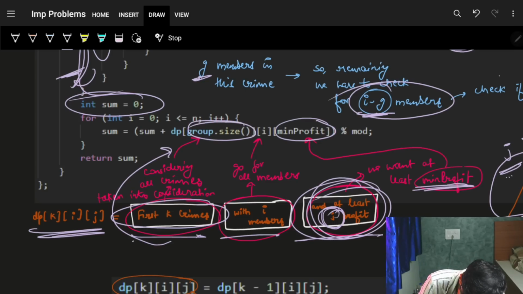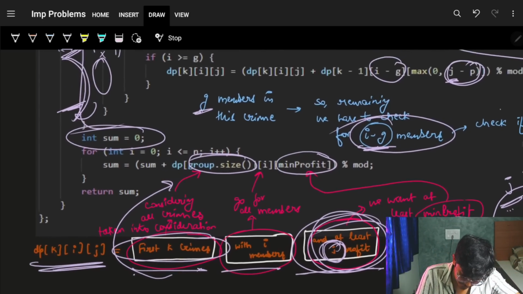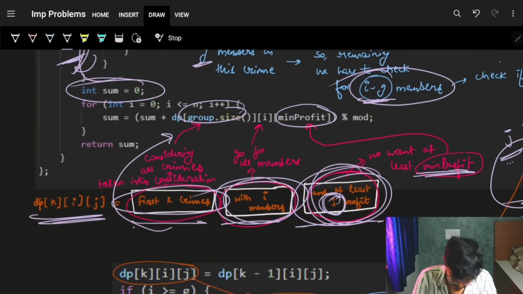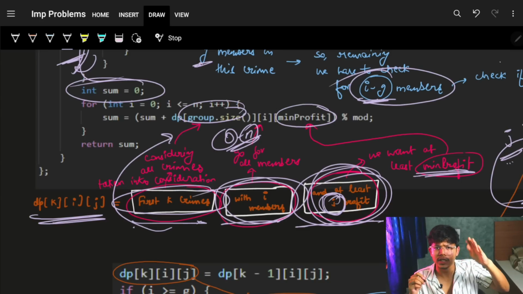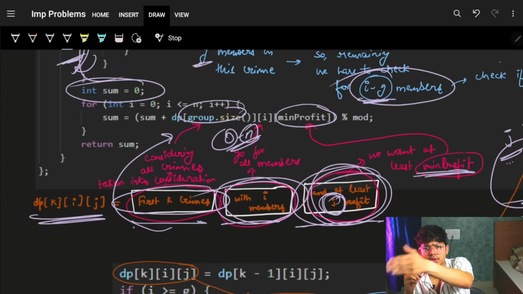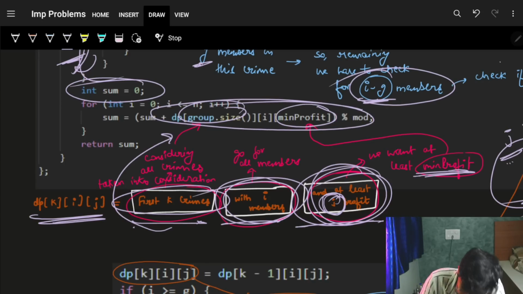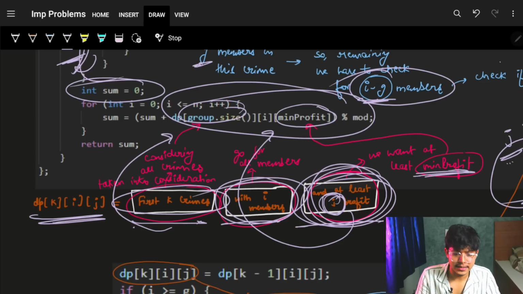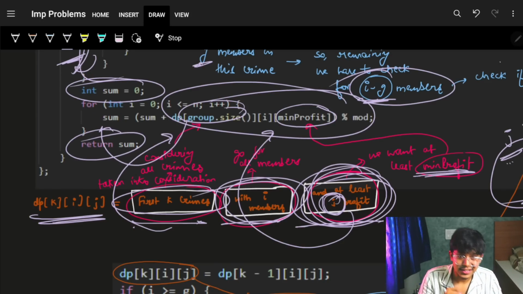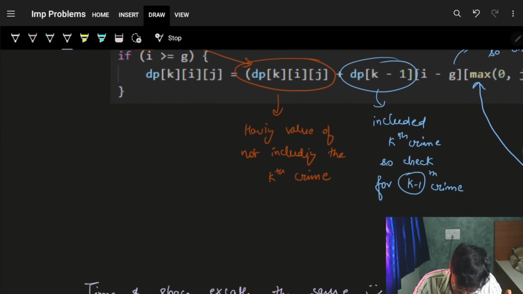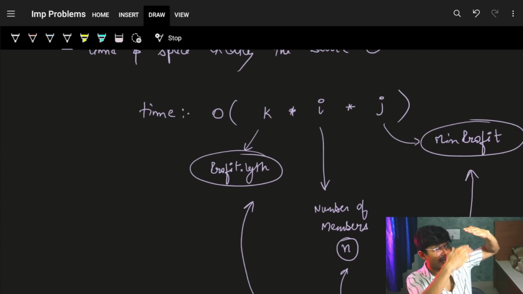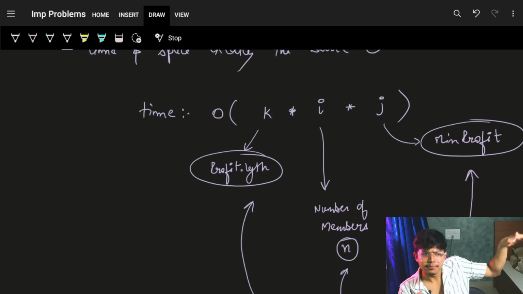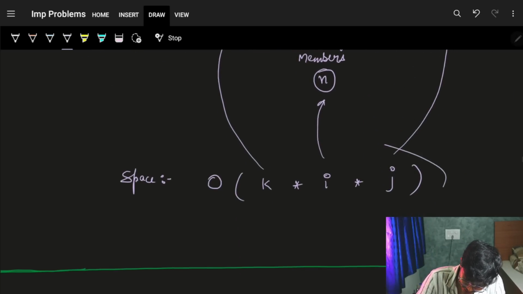So I've considered all the crimes, which means group dot size or profit dot size. But always grab for all the members, which means from 0 to n. If I have member 0, 1, 2, 3 and so on, that's the reason I just grab the at least minimum profit ways, all the ways to get my actual profitable schemes. Same complexity, exactly the same everything, because we just transferred that recursive memoization code to iterative code. We're moving k, i, j, and space is also exactly the same.